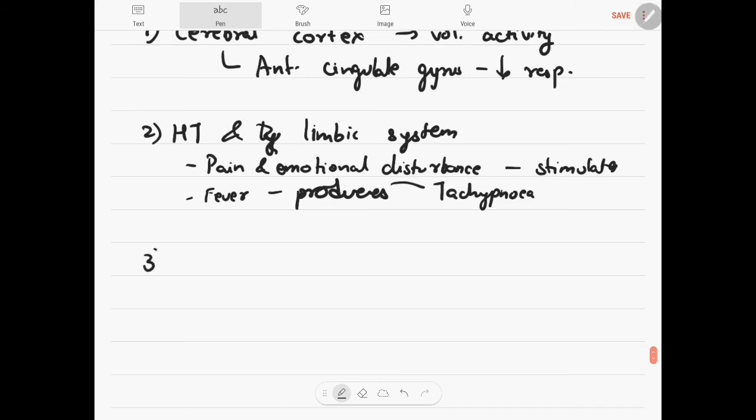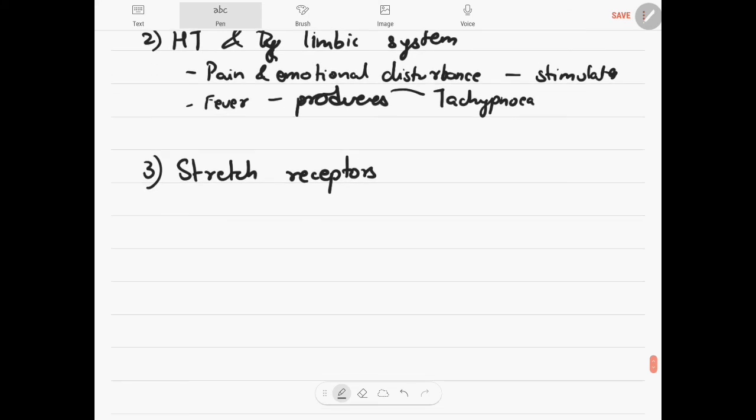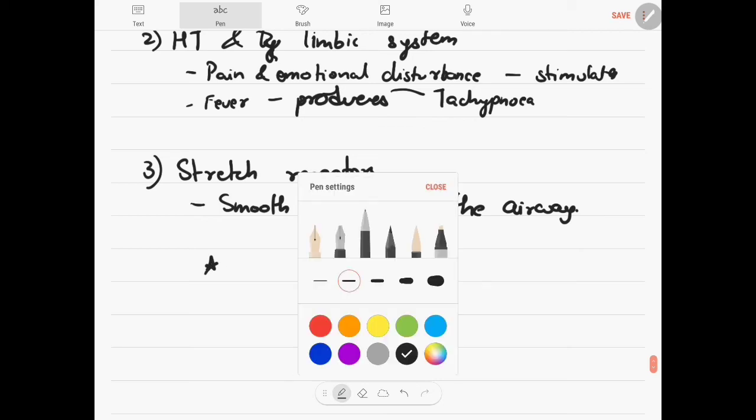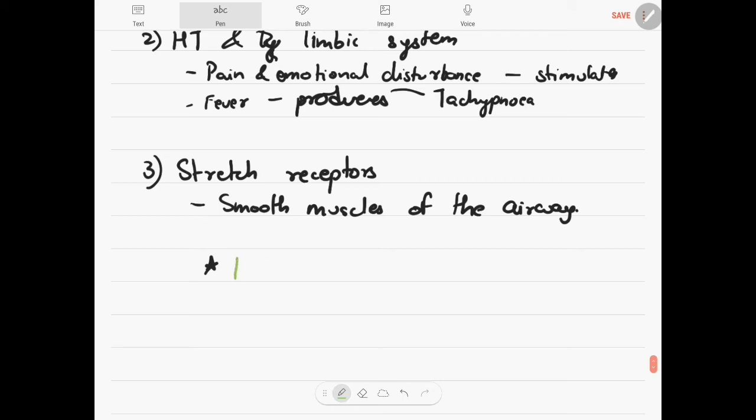The third, more importantly, are stretch receptors, which are factors that affect the respiratory centers. These are located in the smooth muscles of the airway. An important reflex is the Hering-Breuer inflation reflex.